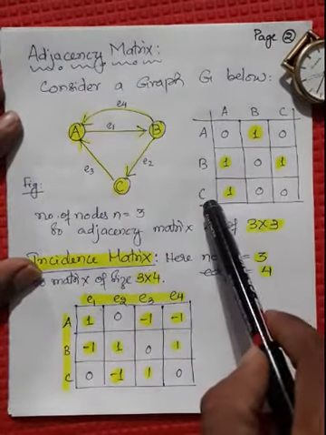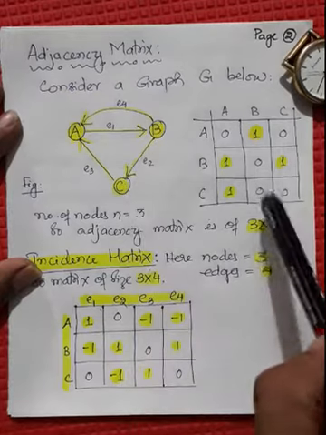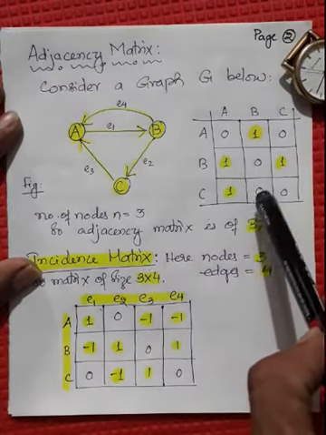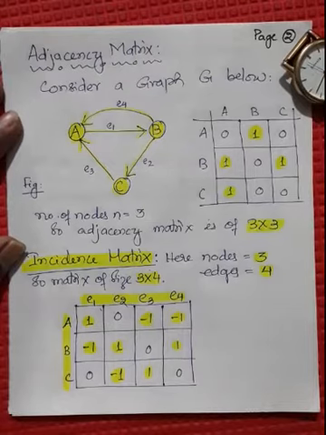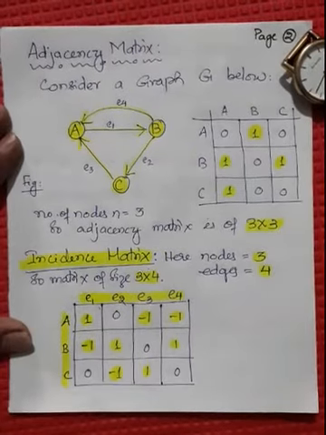So this is a way to represent a graph using a matrix. Here this matrix is called an adjacency matrix. Now let us discuss what an incidence matrix is.